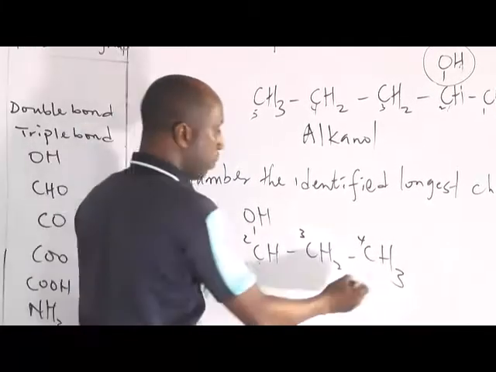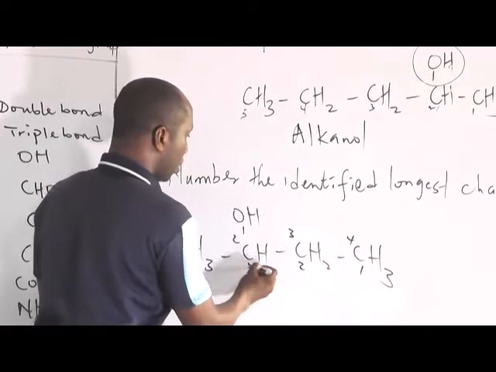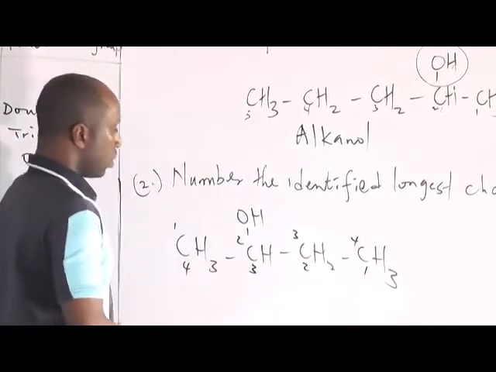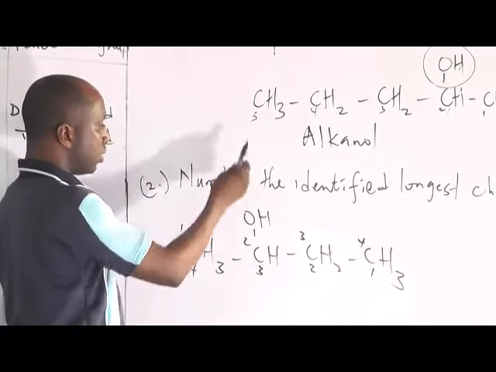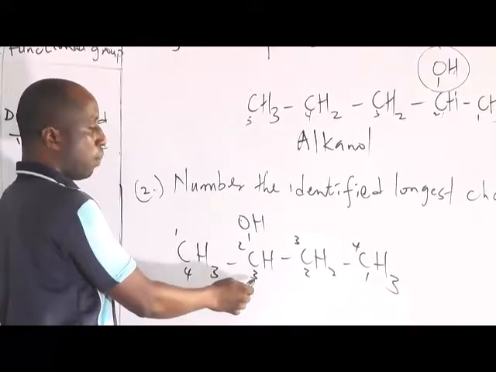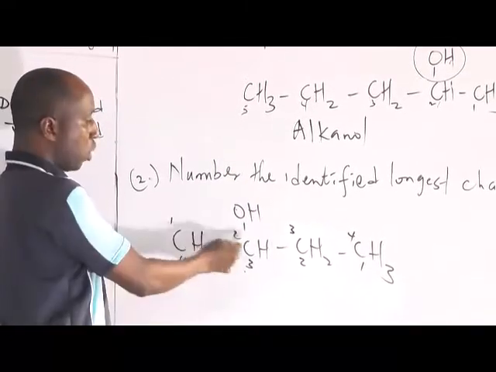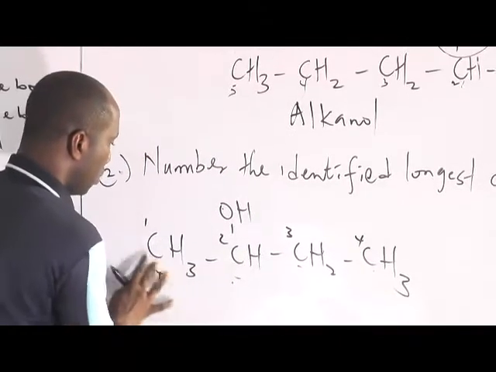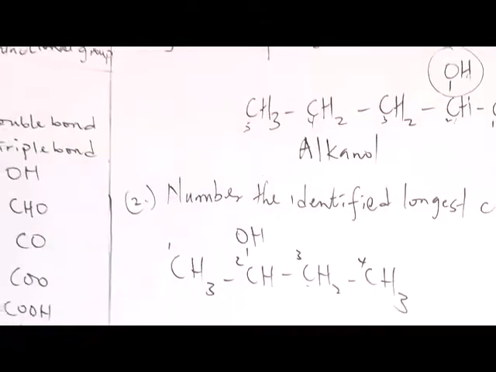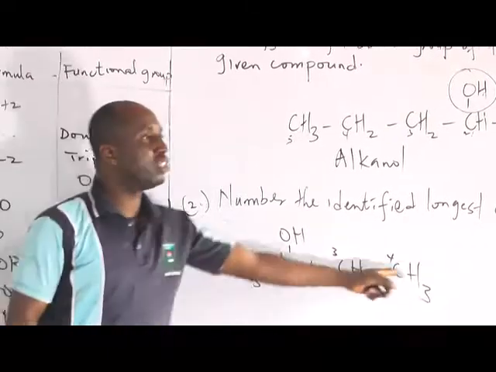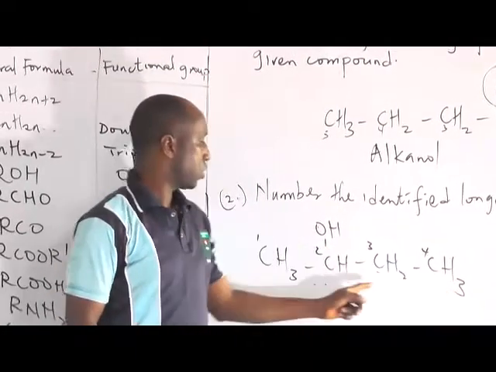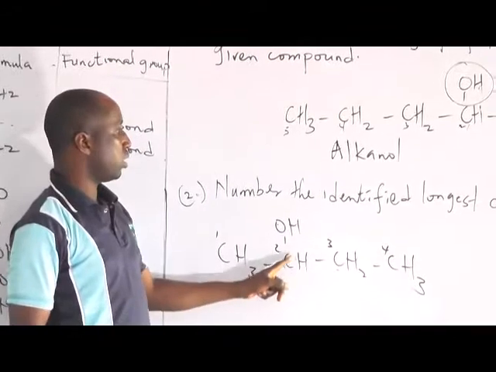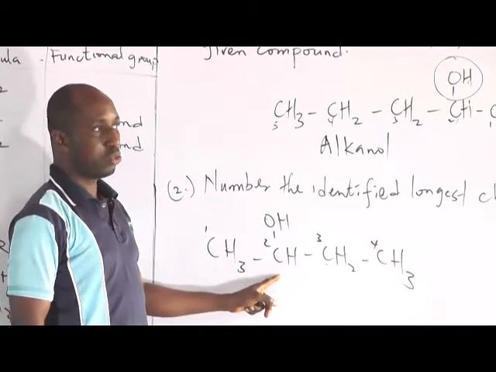But if you number it from the back, 1, 2, 3, 4. This backward number is telling us that this OH is attached to carbon number 3. So which one is proper, 2 or 3? Go for the 2. So we will remove this. That means we are going to follow what? Forward numbering for this one. Because this OH is attached to carbon number 2.